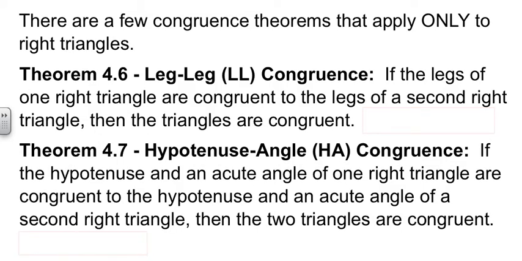Now there are a few congruence theorems that only apply when you have right triangles. And we're going to kind of go through these quick because they're related to the other ideas. If we're looking at right triangles and we have the legs matching up, both sets of legs of the right triangle are congruent, that's good enough. That's basically side angle side, because the angle in between the two legs is the 90-degree angle. So if you don't remember leg, that's okay.